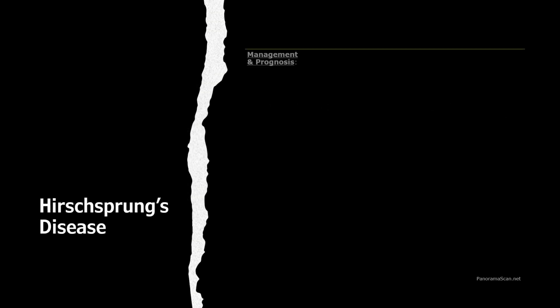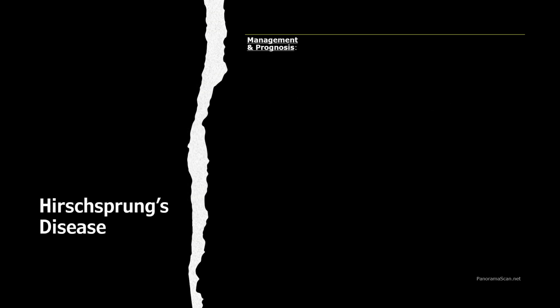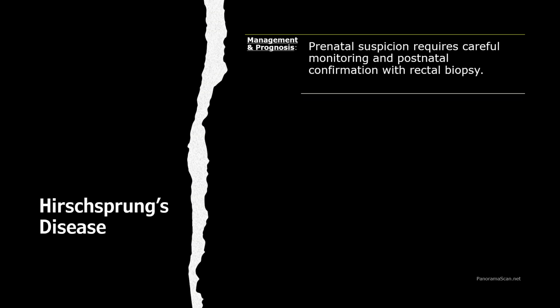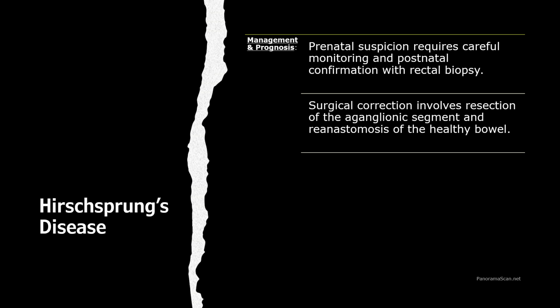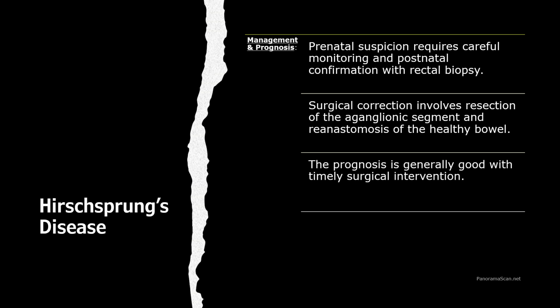When Hirschsprung's disease is suspected prenatally, it is important to monitor the fetus carefully, and postnatal confirmation is typically made with a rectal biopsy, which identifies the absence of ganglionic cells. The primary treatment is surgical correction, which involves resecting the aganglionic segment and then reanastomosing the healthy bowel to restore normal function. The prognosis is generally good if surgical intervention occurs in a timely manner.